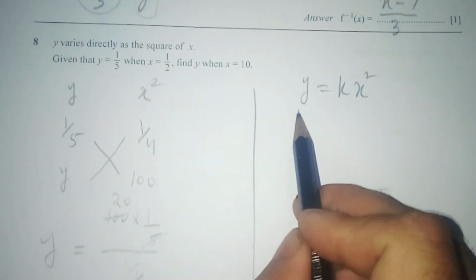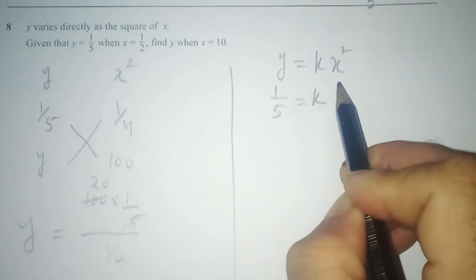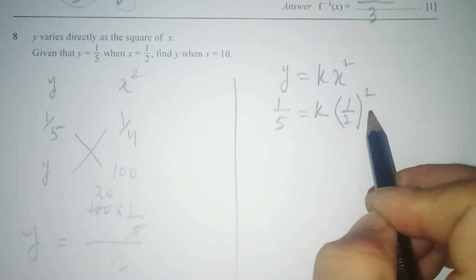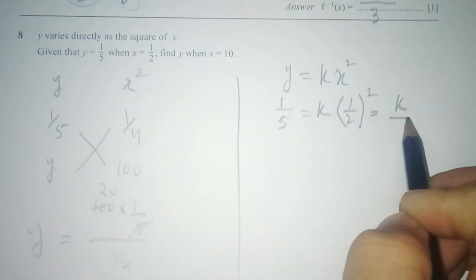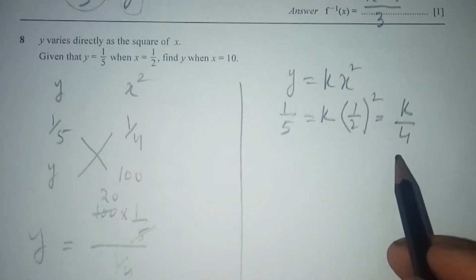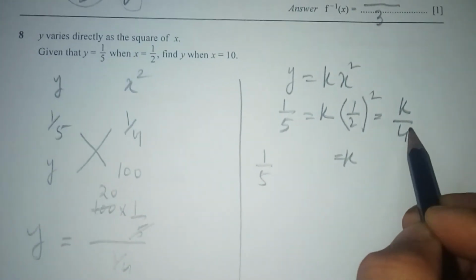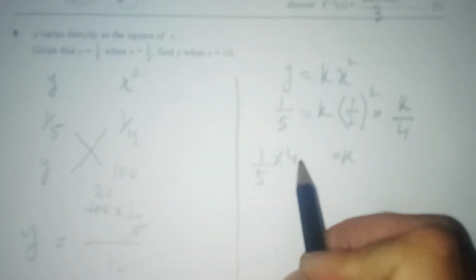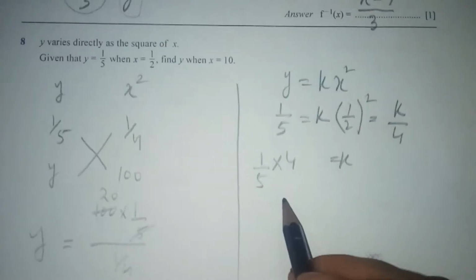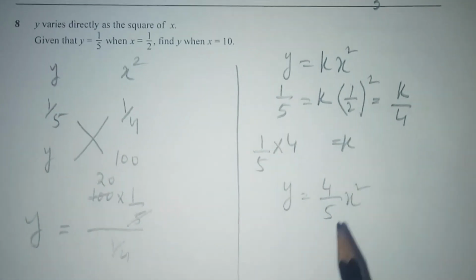Y is 1 over 5 and k, and then x square. X is 1 over 2, then 1 over 2 square, that is k over 4, because it is 1 over 4. Okay, so k is basically 1 over 5. This 4 will come over here, so k is 4 over 5. So the equation will become y equals 4 over 5 x square.